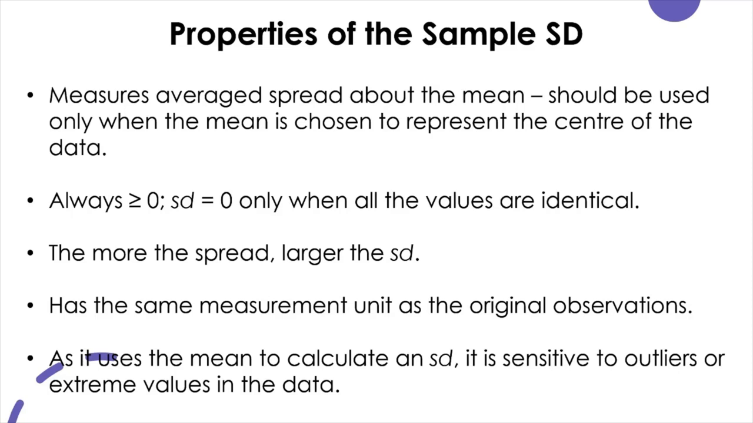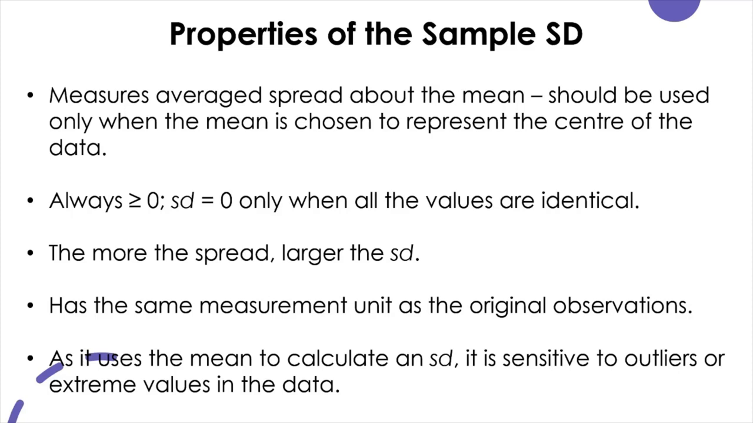Right? So here are the properties of the sample standard deviation. Standard deviation measures the average spread, the average amount of spread about the mean in the data set. And because it is using the mean to calculate the standard deviation, it should be used only when the mean is chosen to represent the center of the data. What that means is that you cannot pair the standard deviation statistic with the median, okay? Because standard deviation is the distance from the mean, it doesn't really make sense to pair this up with other central tendency measures. It always goes with the mean, okay?